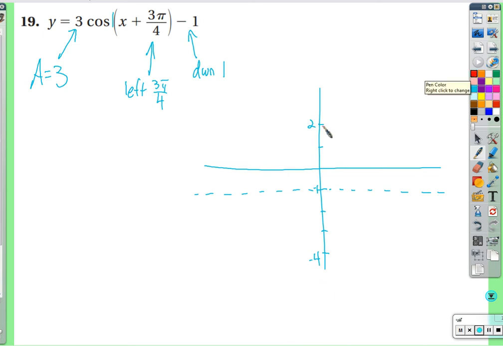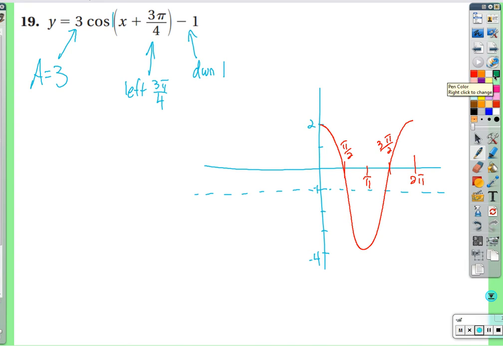It's the cosine wave. It does a full period in 2 pi as well. So this is 2 pi, this is pi, this is pi over 2, and this is 3 pi over 2. So these points are 0, pi over 2, pi, 3 pi over 2, and 2 pi.